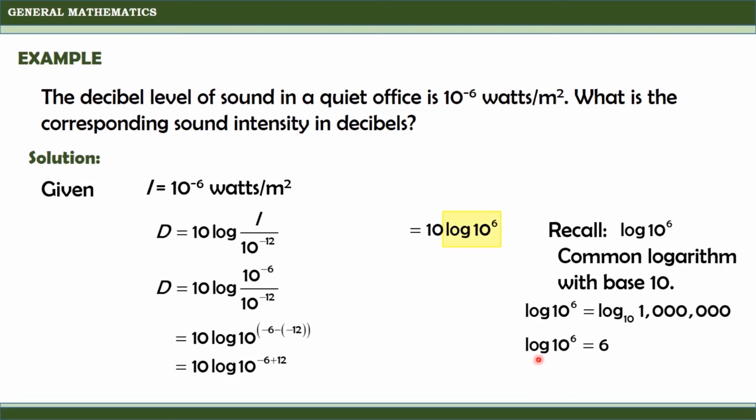Since we have established that logarithm of 10 raised to 6 is equal to 6, we can actually substitute 6 in this expression, giving us 10 times 6. Simplifying this, we're gonna have D equals 60. Therefore, the corresponding sound intensity in decibels is 60.